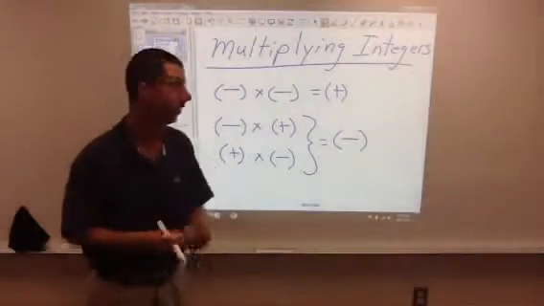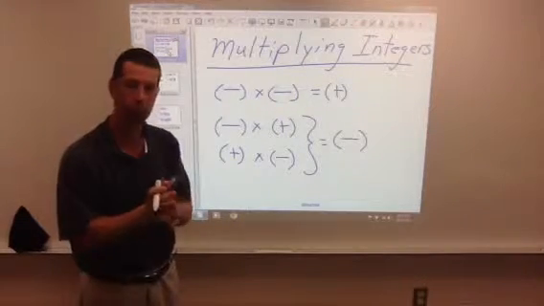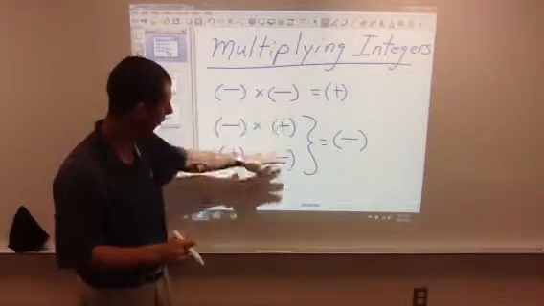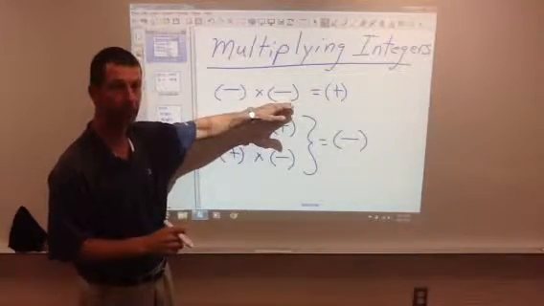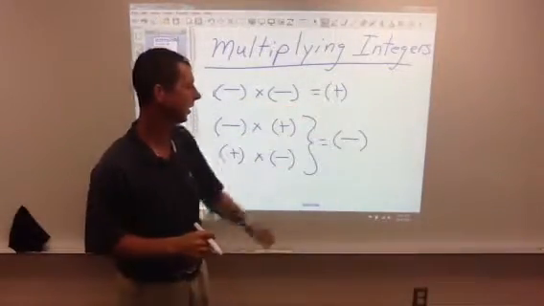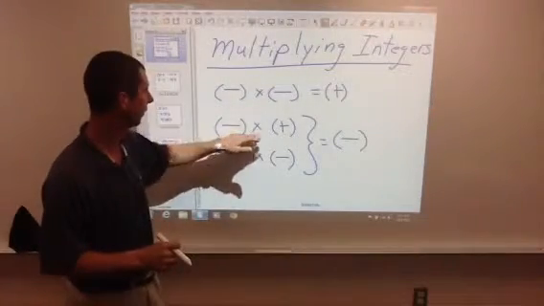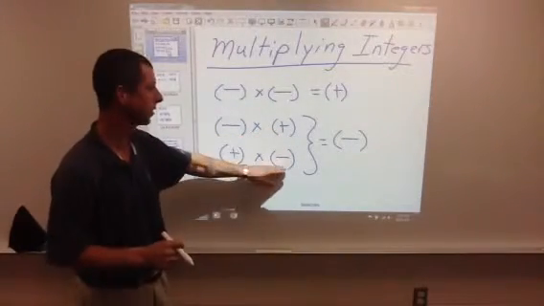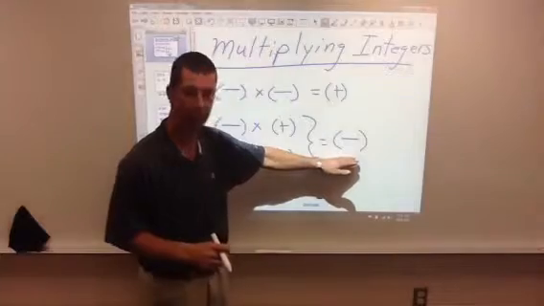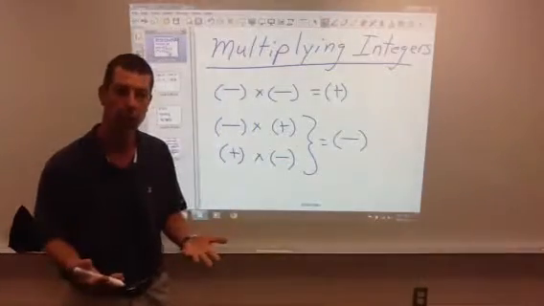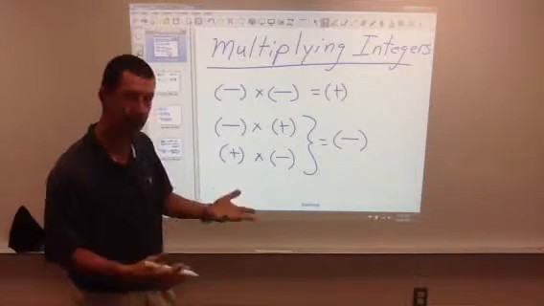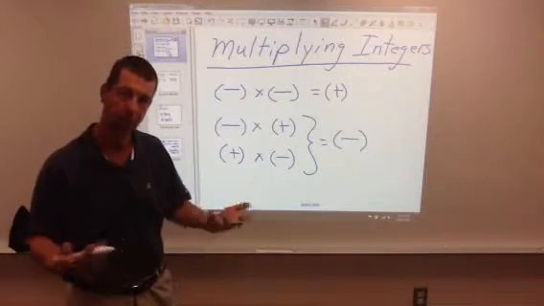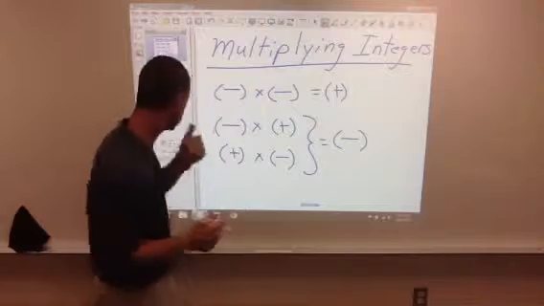Okay, what we're going to look at today is multiplying integers. Now, here are the rules for multiplying integers. If you have a negative times a negative, that comes out to a positive answer. Negative times a positive or a positive times a negative equals a negative answer. You do the multiplication the same way. Multiply just normally. Obviously, if they're both positive numbers, the answer is positive.